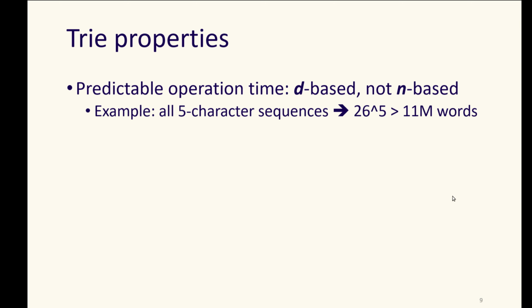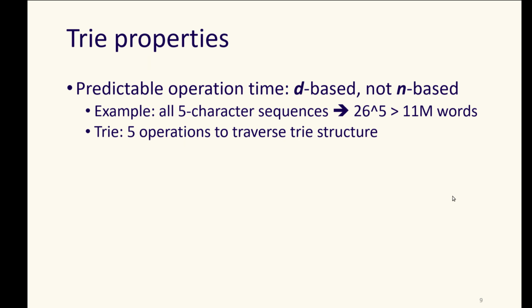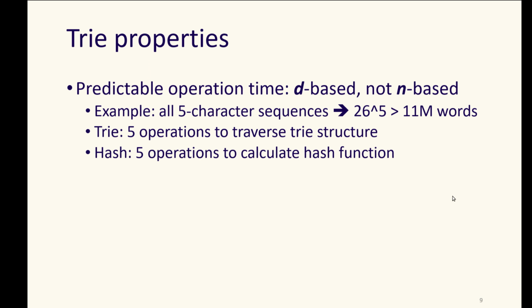So if we stored all of the 5-character sequences of letters, that would be 26 to the 5th possibilities, meaning 11 million words. In the case of our trie, it would take only 5 operations to traverse the trie for any of those keys, any one you want to look up or erase or whatever. It would take only 5 operations.